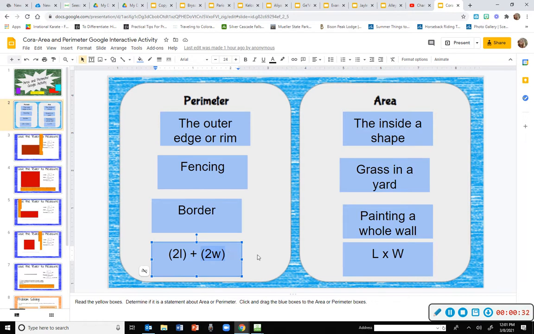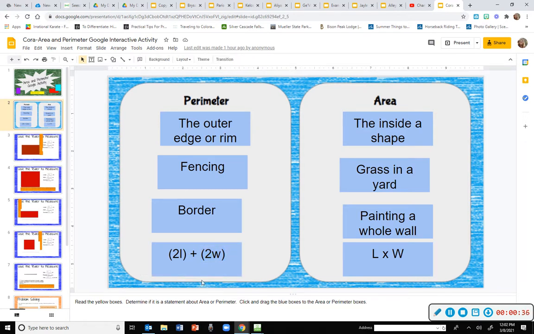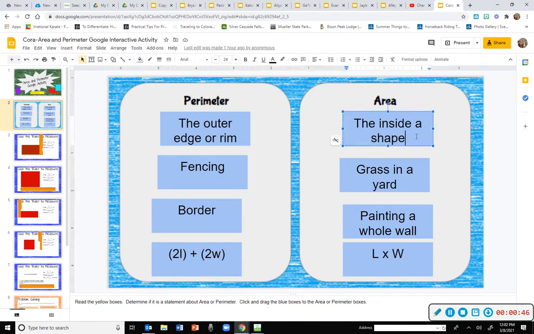That just means because on a rectangle, there's 2 numbers of the length that are the same and 2 numbers of the width that are the same. That's why it's multiplying by 2. Okay? For area, the inside of a shape, you should have had grass in a yard, painting a whole wall, and length times width. Okay?